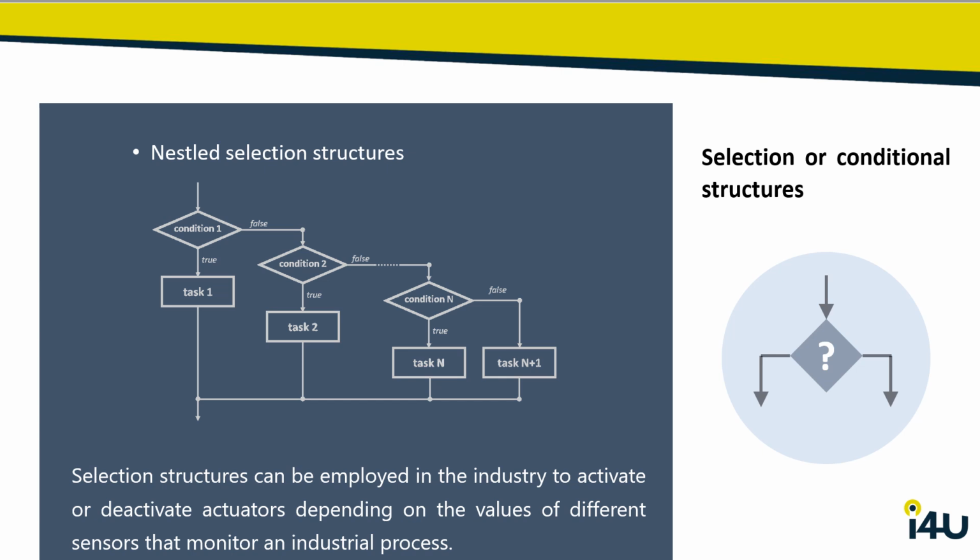Nested selection structures, where more than one condition is considered in the execution of the program, executing the portion of the code associated to the evaluation of the conditions considered. Nested selection structures combine several simple and/or double selection structures. These selection structures can be employed in the industry, typically to activate or deactivate actuators depending on the value or values of different sensors that monitor an industrial process.